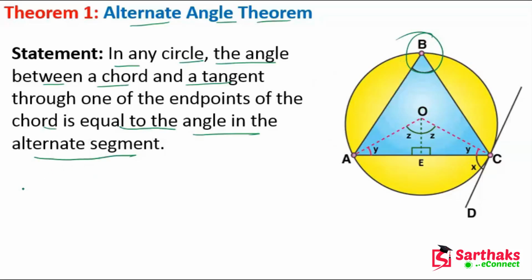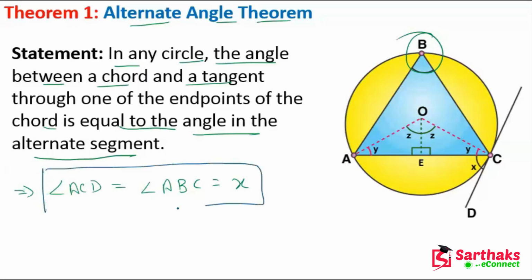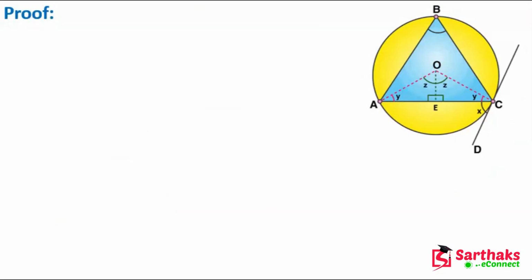So according to this statement, we can say that angle ACD is equal to angle ABC. Let's suppose we are taking angle ACD as X, which is equal to angle ABC. So this is the statement of this theorem. I hope my dear friends you understand these things. Okay. Yes, so now let's see the proof of this theorem.